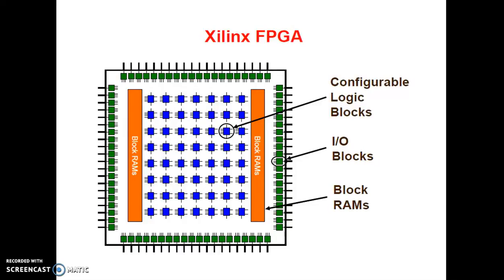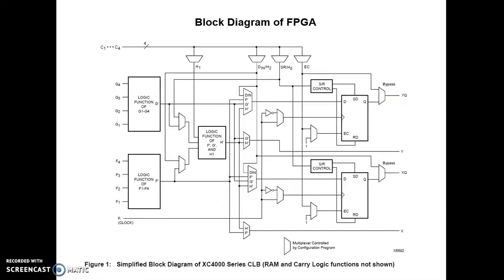This is a simple block diagram of a Xilinx FPGA. Here, these are the configurable logic blocks, these are the I/O blocks and block RAMs. This is the block diagram of a configurable logic block. An FPGA can have lots of CLBs. The CLB's most important programmable elements are the logic function generators F, G and H.